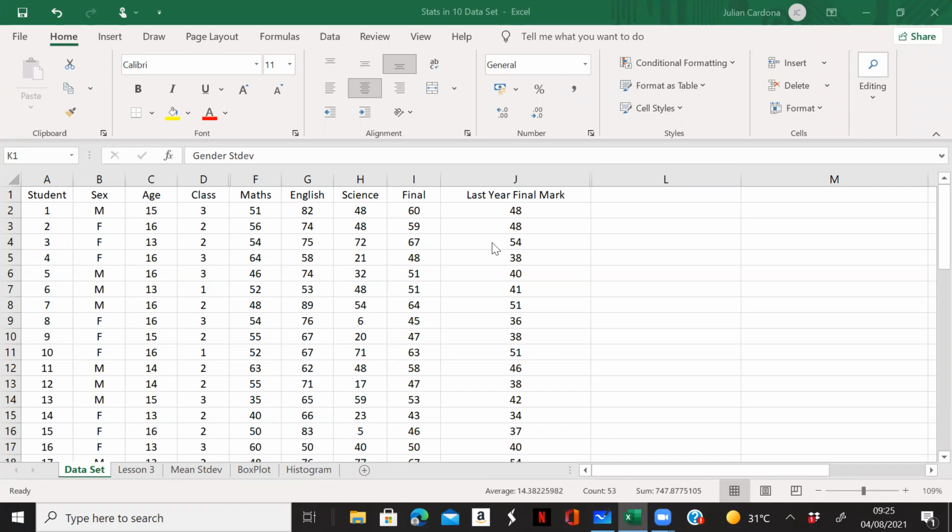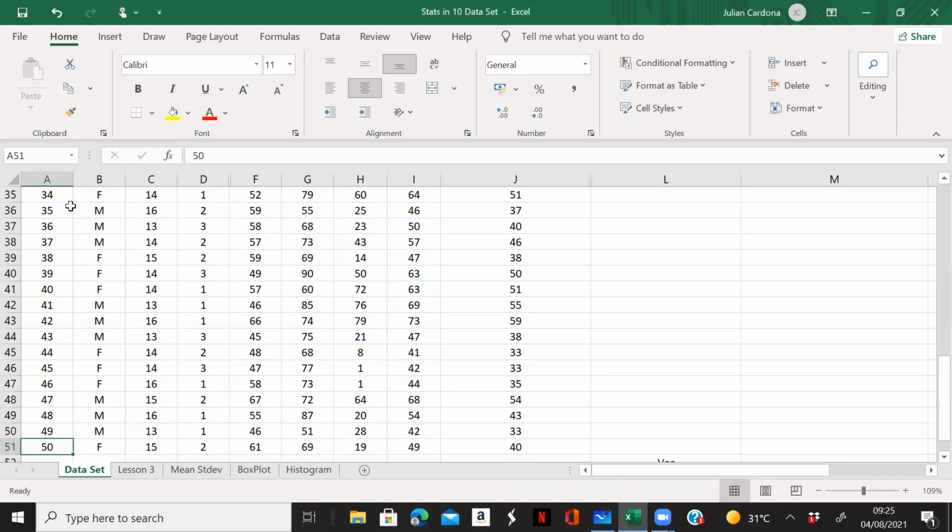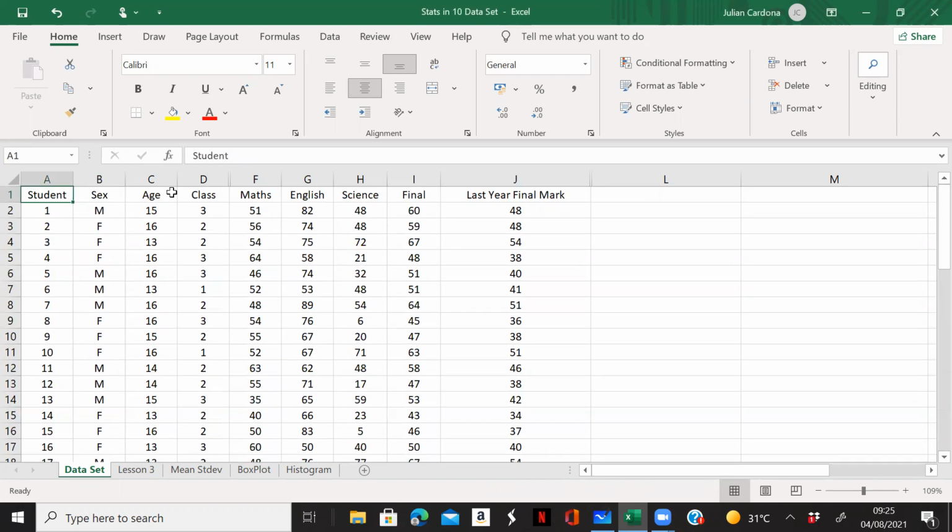Here's what I mean. I have this fictitious set of data about a small school, where you have a sample of 50 students, student 1 up to student 50. They are between 13 and 16 years of age, male and female, and there are 3 classes. And there is data on their performance in a mock examination. It's not the real examination, but a mock examination.